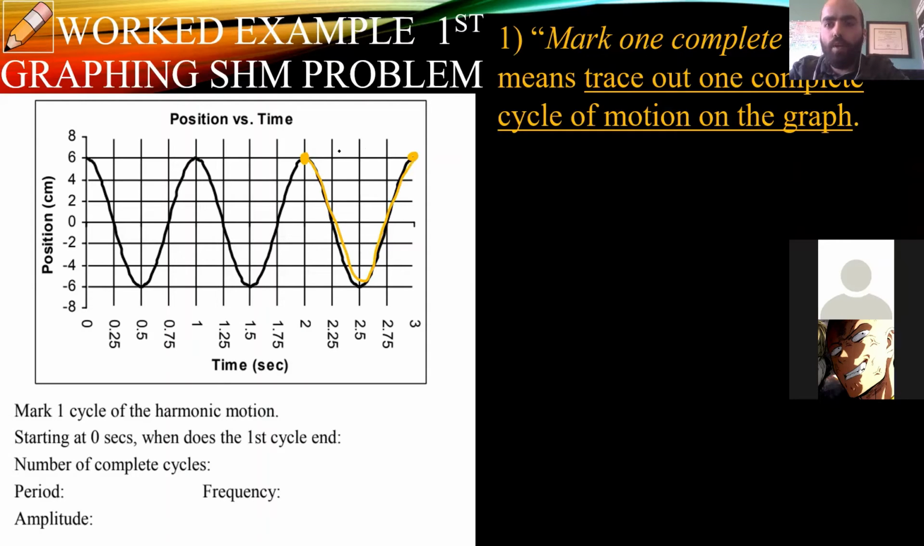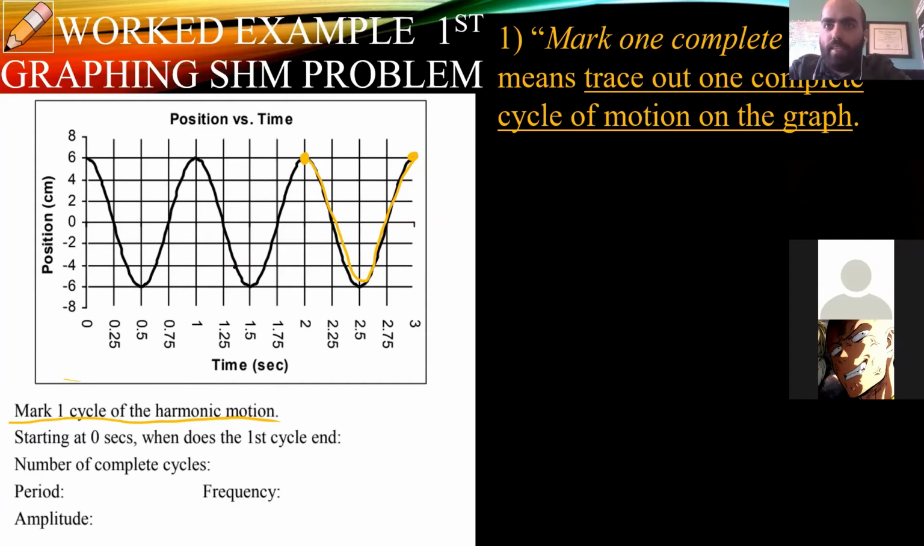Going from the peak of one wave to the peak of the next one. So that's all you really got to do when they say mark one cycle of the harmonic motion. There's essentially an infinite number of ways that you could answer that first part. You could go from the peak of this one to the peak of that one. You could go from the peak of here to there. You could go from the trough of this one to the trough of that one.